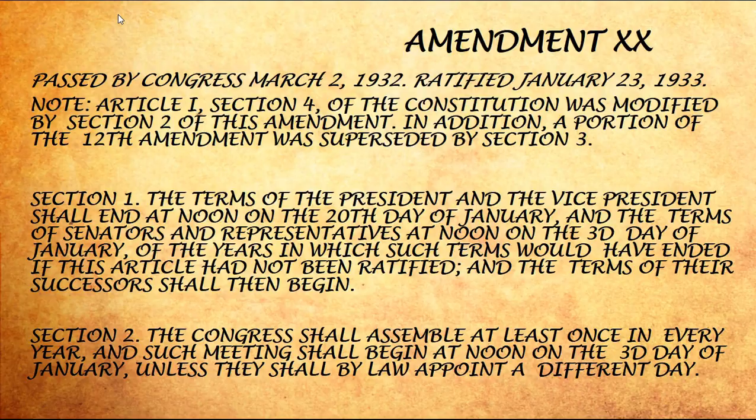Section 1. The terms of President and Vice President shall end at noon on the 20th day of January, and the terms of Senators and Representatives at noon on the 3rd day of January of the years in which such terms would have ended if this article had not been ratified, and the terms of their successors shall then begin. Section 2. The Congress shall assemble at least once in every year, and such meetings shall begin at noon on the 3rd day of January, unless they shall by law appoint a different day.